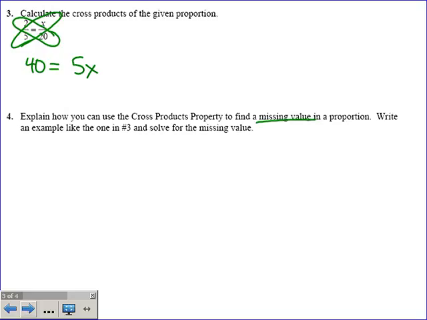So the very first thing, let's just focus on this. Explain how you can use the cross products property. Why don't you guys take 1 minute and actually explain, maybe use 2 complete sentences, what you need to do in order to find a missing value in a proportion. Try to write it down. It's kind of a challenge. I haven't really had you guys do this yet in here this year, but let's try this. Just write down a sentence or 2 on what you would actually do in order to solve for a proportion.